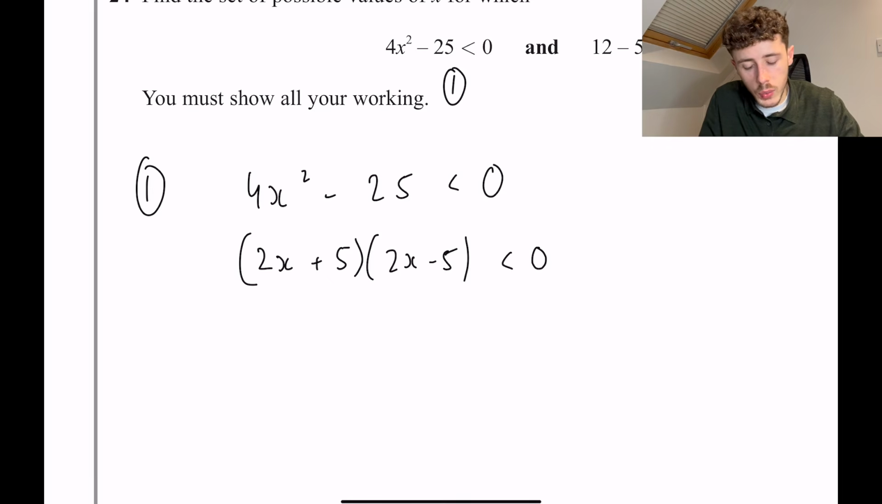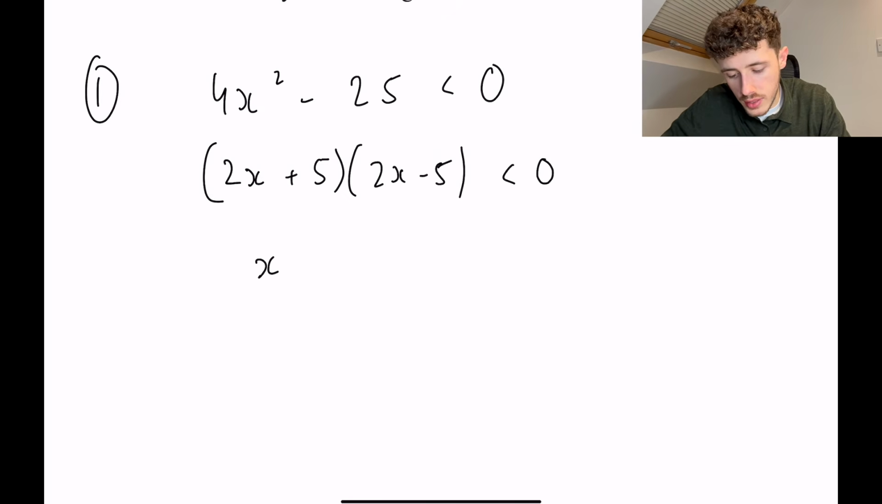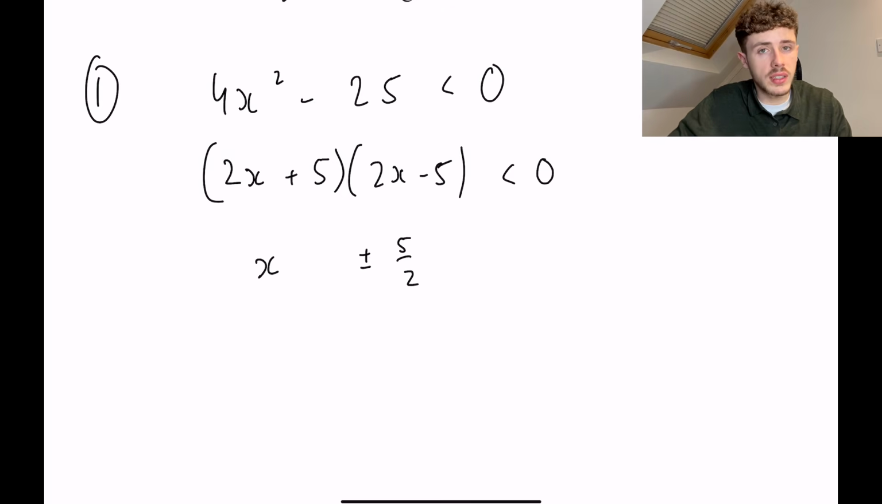Alternatively, you could have added 25, divided by 4, square rooted, but you also have to remember that there'll be a plus and a minus answer when we do that square root. So from there, the answer is going to be something along the lines of x equals plus or minus 5 over 2. And we're going to find out what that sign is going to be.